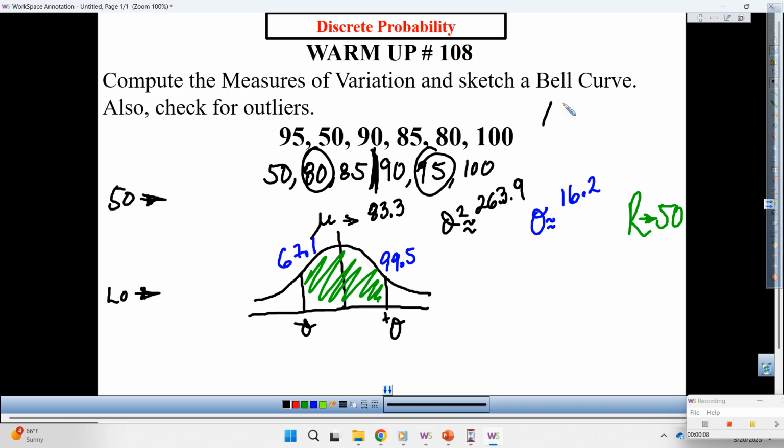First, what is our IQR? Pass someone. What is it? Amelia, what'd you get for the IQR? IQR is Q3 minus Q1. 15. Oh my goodness.